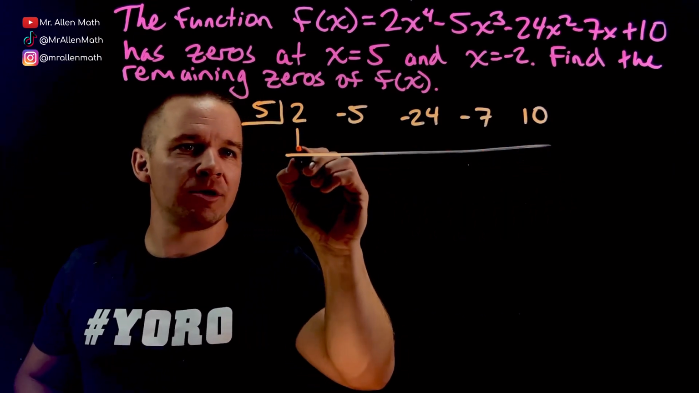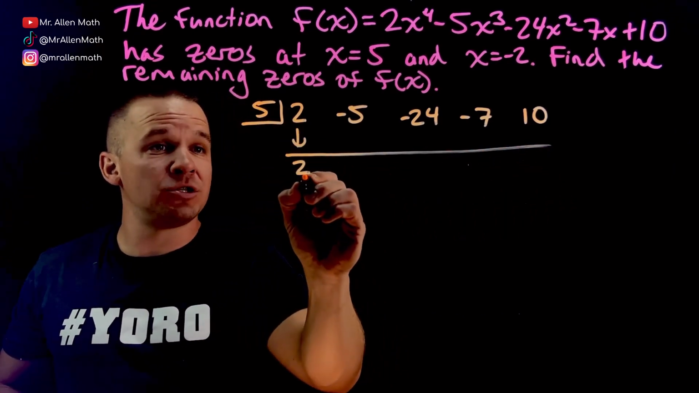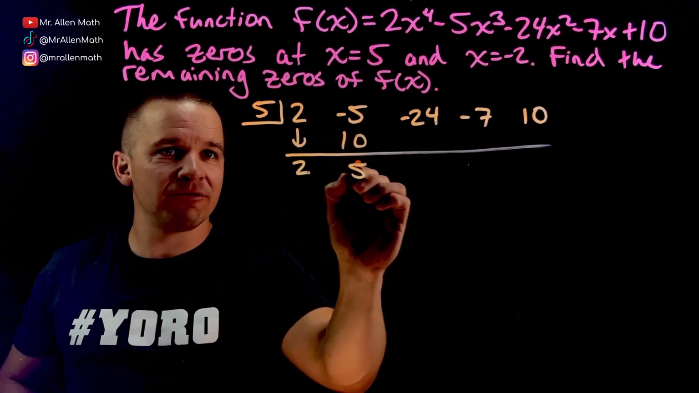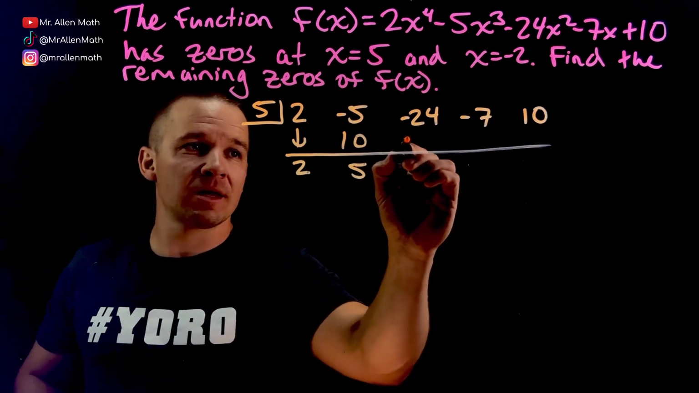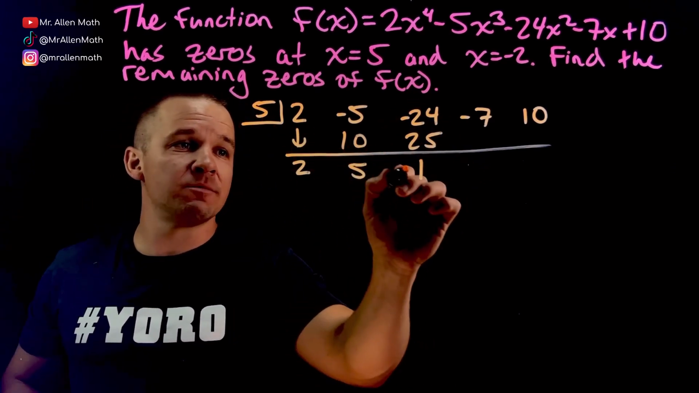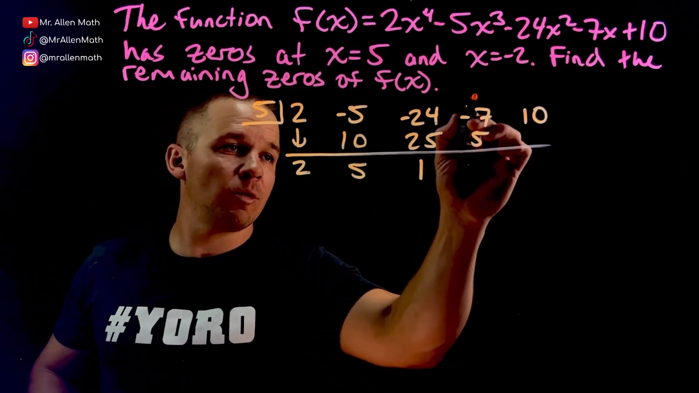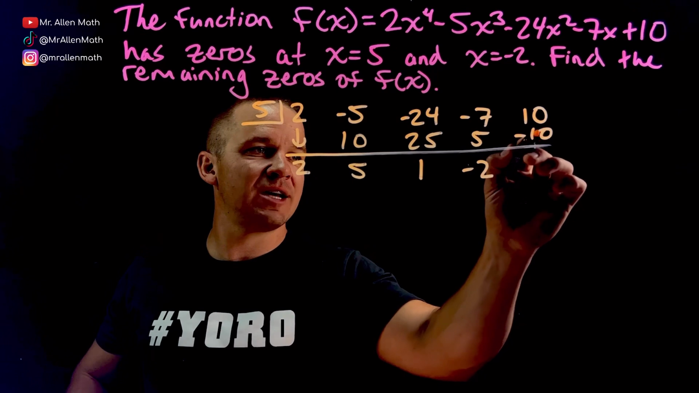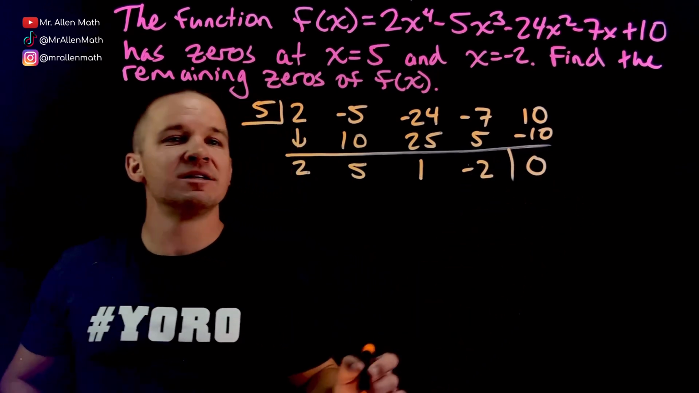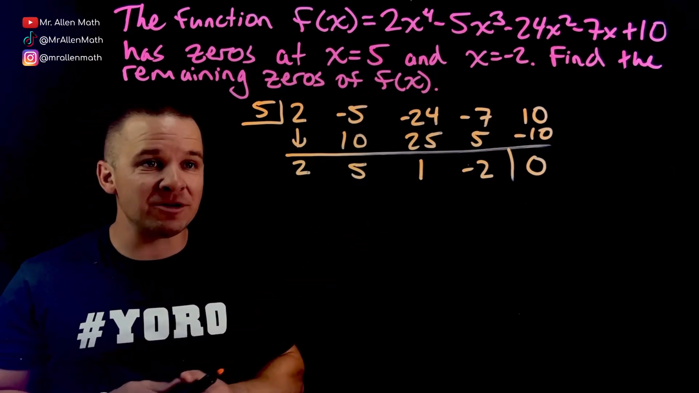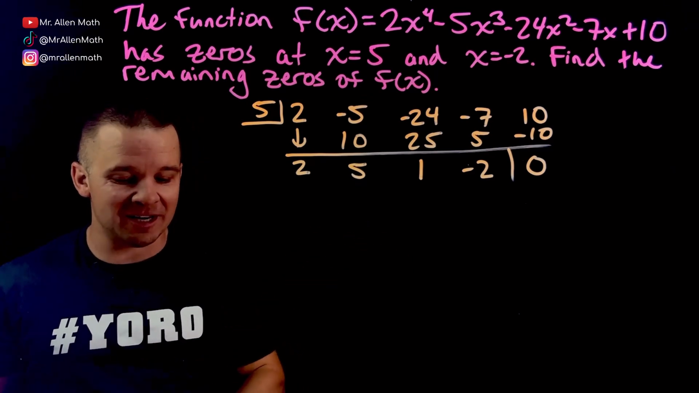Draw my line. I'm going to drop the 2. 5 times 2 is 10. When I add these, I get 5. 5 times 5 is 25. When I add vertically, I get 1. 5 times 1 is 5. When I add, I get negative 2. 5 times negative 2 is negative 10. I get a remainder of 0. That's what should happen, right? My remainder should be 0 when I do synthetic division.